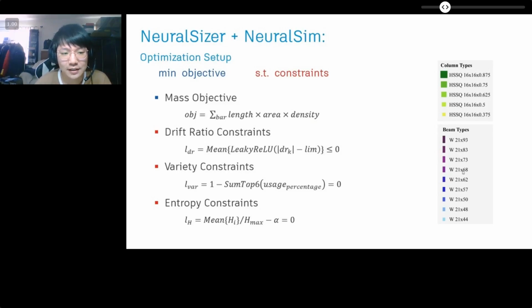And we have another constraint, which is the variety constraint, which sets the limit of the maximum number of different cross-sections used. So here we limit it to a maximum of 6 cross-sections used. So this is for constructability reasons. And in the end, we have this entropy constraint. This comes from the maximum entropy reinforcement learning to avoid quick overfitting at the beginning of the training process.